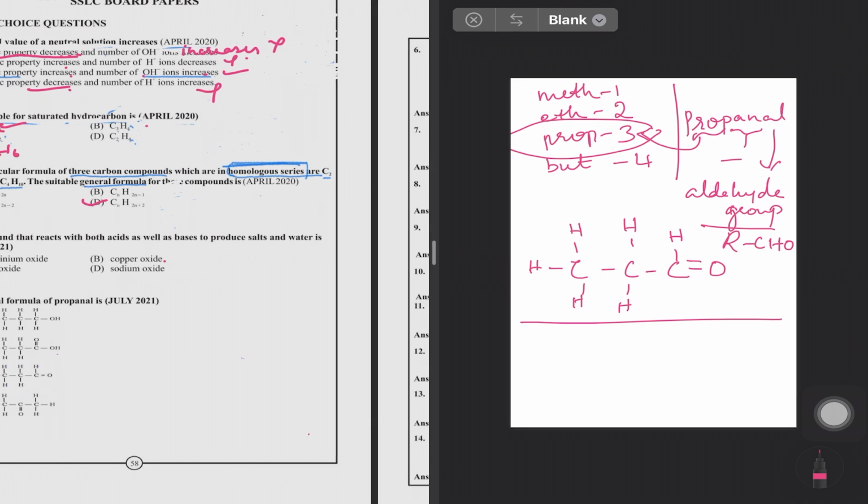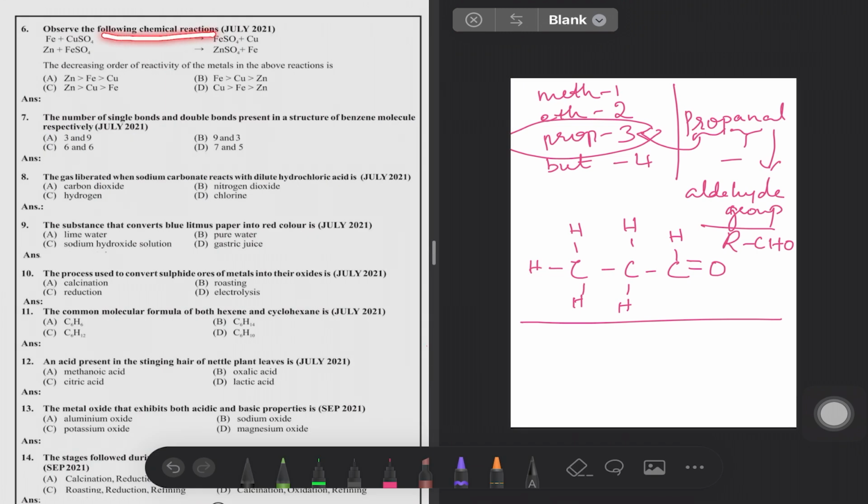Coming to the next question. Observe the following chemical reactions. The decreasing order of reactivity of the metals in the above reaction is. First one is iron reacting with copper sulfate. We get ferrous sulfate plus copper. Zinc reacts with ferrous sulfate. We get zinc sulfate plus iron. So the decreasing order of reactivity of metals is, option A: zinc is more than iron, which is also more than copper.